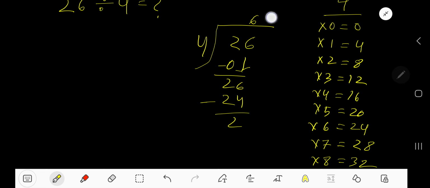But if you want to write your answer in decimal form, then put a decimal here, add a number of zeros, and bring down the first 0. But before the 0 there is a decimal. The decimal must come into the quotient directly.